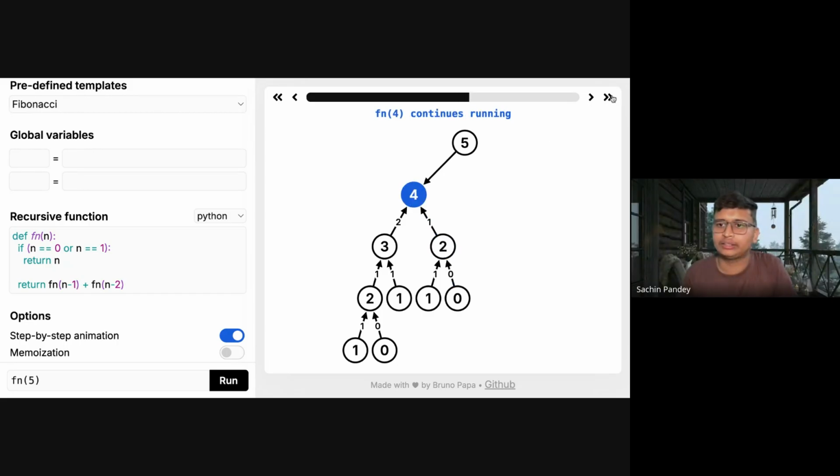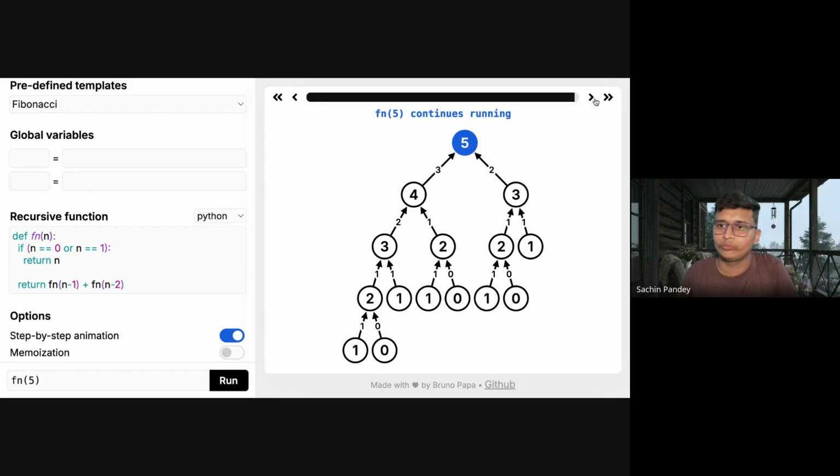Okay, and I'll just move ahead. Similarly, it will happen for every one. So this is the recurrence tree, or recursive flow, how things went. Guys, a very simple example. Now I will tell you why dynamic programming, DP, is required.